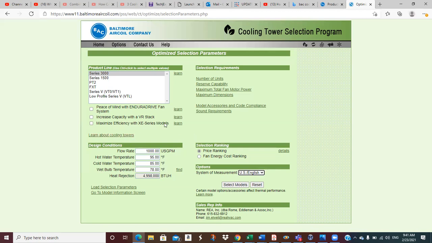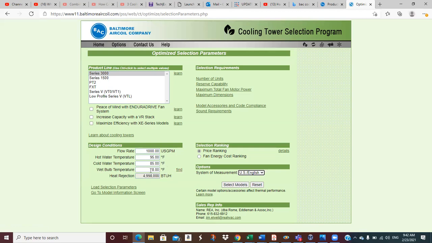And then this is your design condition over here. And so, you know, it just defaults to some pretty standard numbers. 1,000 gallons per minute. You know, there's our standard numbers, 95 in, 85 out, 78. So we got, what, a 10-degree range and a 7-degree approach.